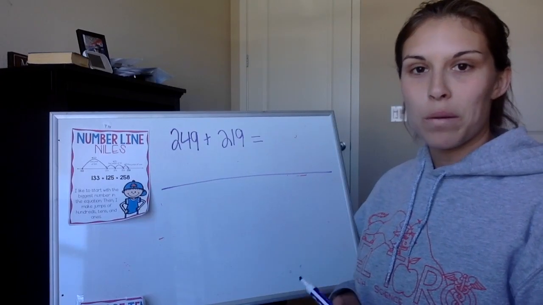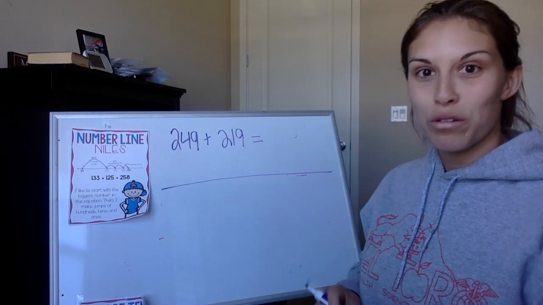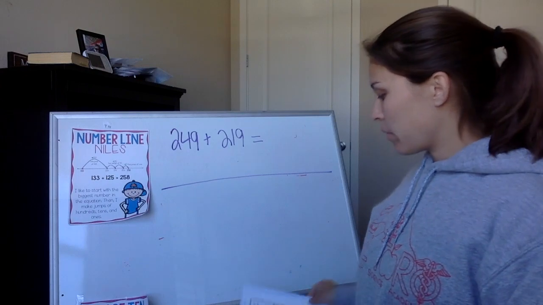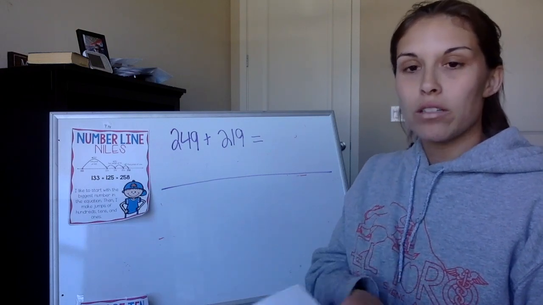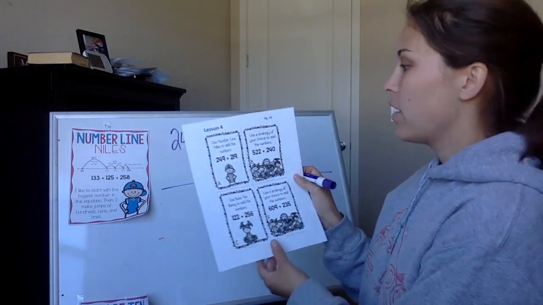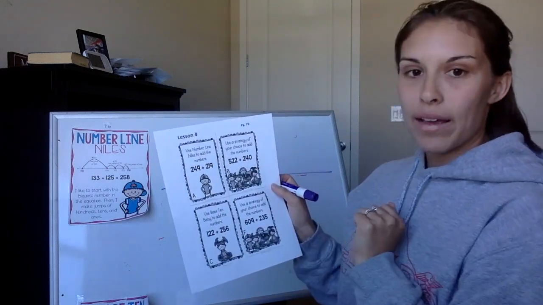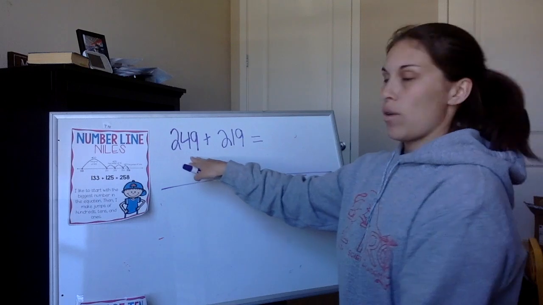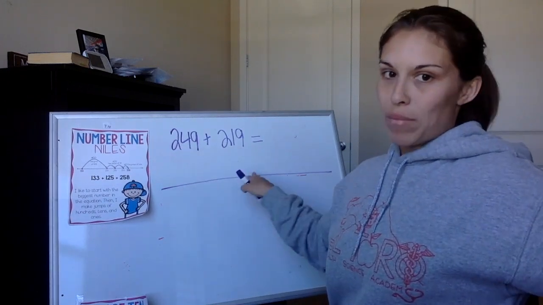All right, boys and girls, welcome back. I hope you were able to work through those 4 problems. So I'm going to review the answers real quick. So starting with this sheet, I'm going to be working on box A. It says use the number line Niles to add the numbers. So I have my equation written here and I have my number line.